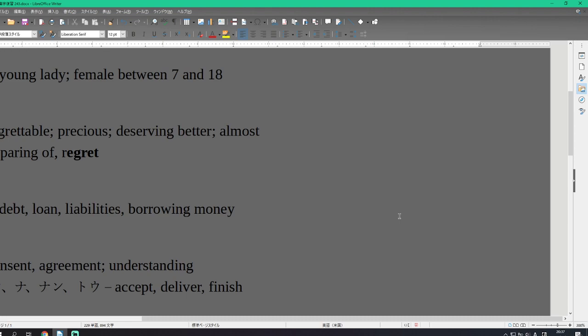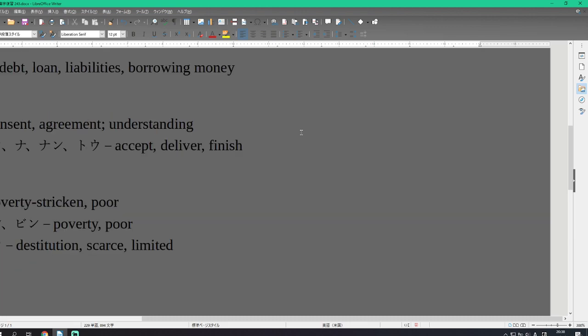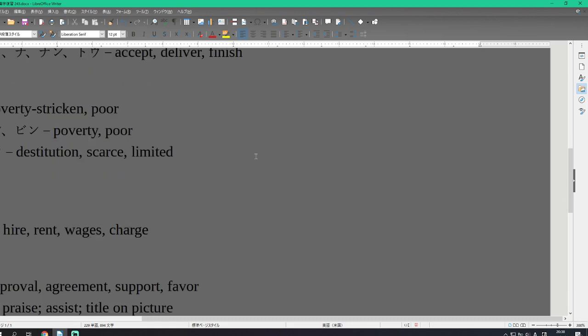Number five was consent or agreement, which is sansei. San on the left side for approval or agreement, with one man giving another man approval. Shark Tank proposition. Consent or agreement. Sansei, right? Poverty stricken or poor is bimbo. Bo on the left side, and bin, being on the left side with one part, only having one part of the money, destitute or scarce.